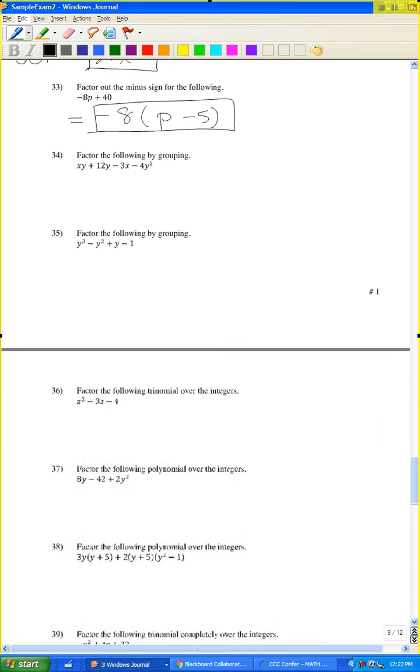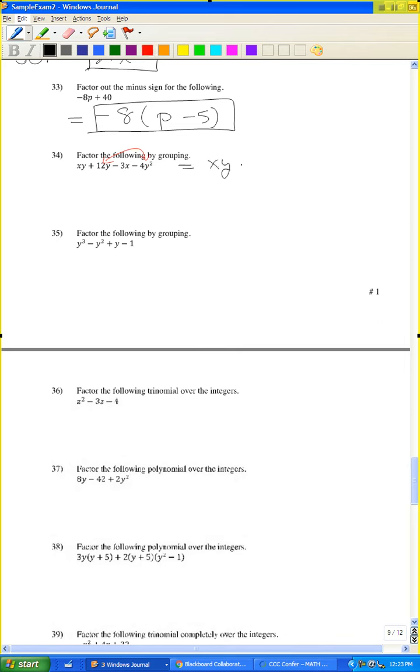Factor by grouping. Group first two and last two terms. See if that works. It doesn't, because there's nothing in common there. Oh no. Well, why don't I move things around? So let's move things around. So I guess I'll interchange the first guy and the last guy. Let's do that.